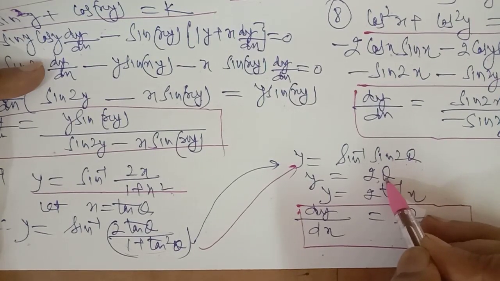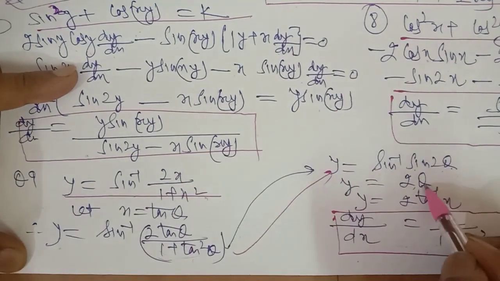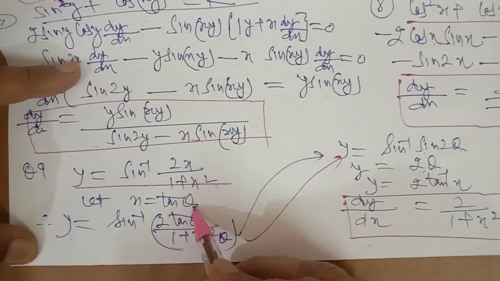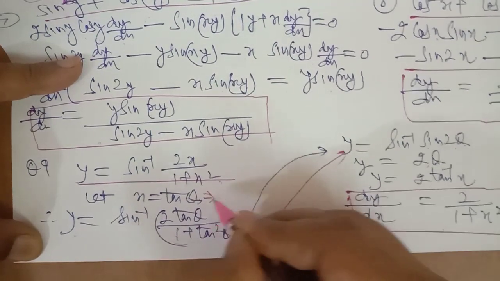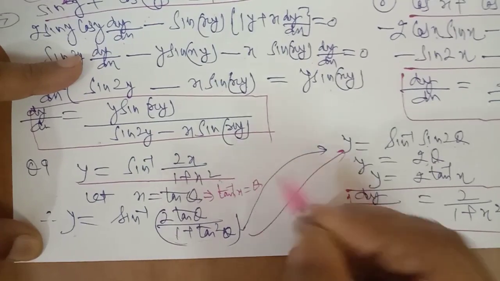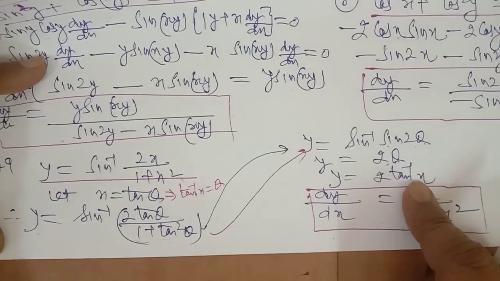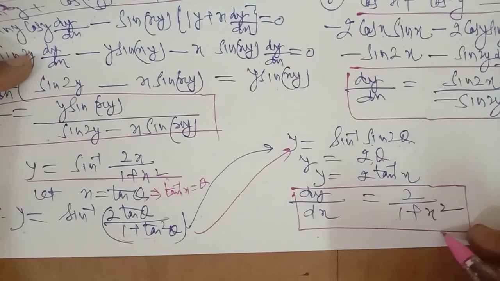Now we have to differentiate. The question is in terms of x, and we are getting theta. So you replace theta by x. So what is theta here? The value of theta is tan inverse x, so tan inverse x is equal to theta. You put it here. Now you can differentiate. You have to only differentiate tan inverse x, which is equal to 1 upon 1 plus x square.